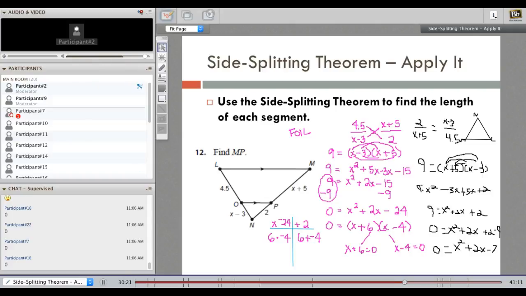Okay, and so there's 2 little mini algebra equations we have to solve. If you remember the shortcut, you really are just changing the signs. Okay, so our 2 answers there are negative 6 and 4. Is that my answer?